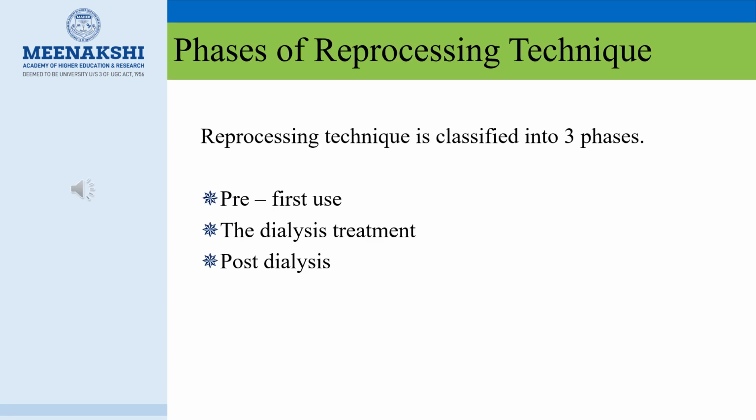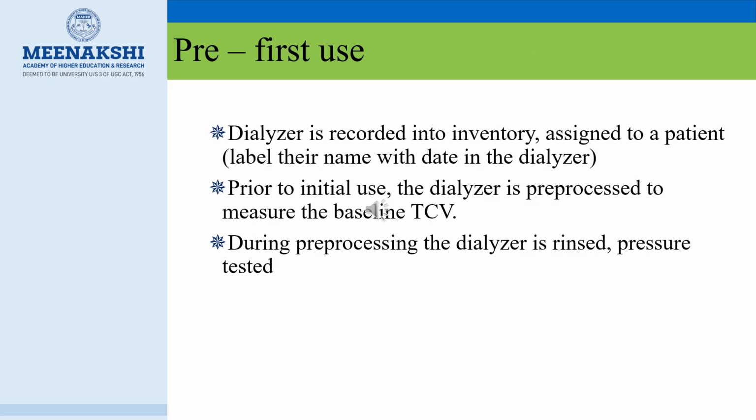Phases of reprocessing technique. Reprocessing technique is classified into three phases: pre-first use, dialysis treatment, and post-dialysis. Pre-first use. When you assign a patient a dialyzer, it should be labeled with their name and date. Prior to initial use, the dialyzer should be pre-processed to measure the baseline total cell volume, and then the dialyzer should be rinsed and pressure tested.